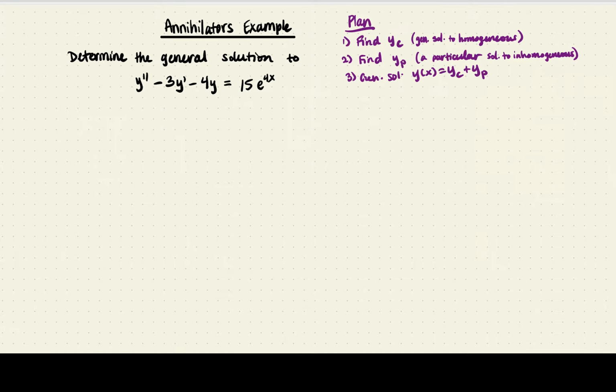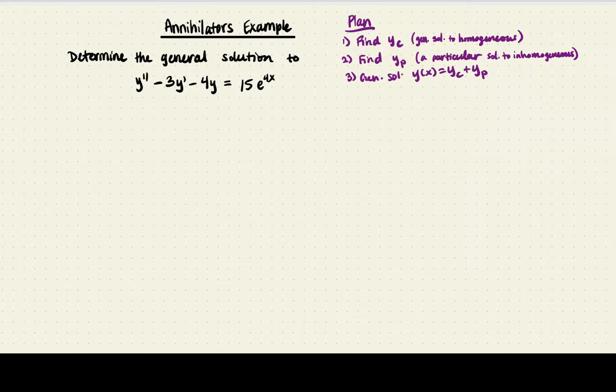Today we're going to do an example of solving an inhomogeneous linear ordinary differential equation with constant coefficients using the annihilator method. So our differential equation is here, y double prime minus 3y prime minus 4y equals 15e to the 4x.